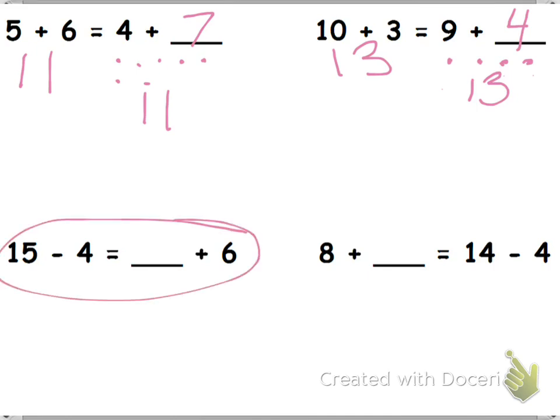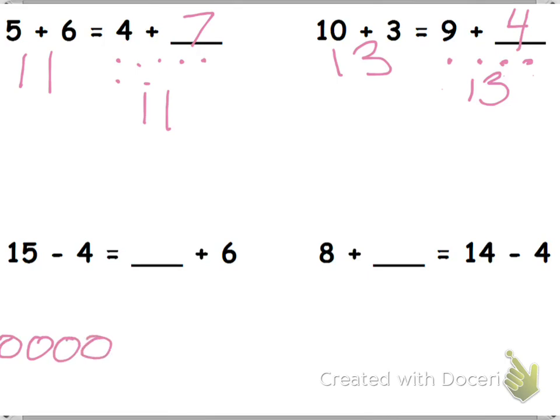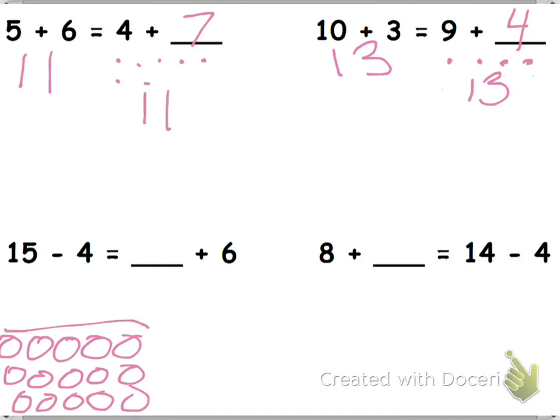So now let's look at this one. 15 minus 4 equals blank plus 6. Now we can use any type of strategy that we have done. You can draw a picture. You can draw 15 circles. 5, 6, 7, 8, 9, 10, 11, 12, 13, 14, 15. Box in 10. Cross out 4. And see how many is left. Circle what's left. 1, 2, 3, 4, 5, 6, 7, 8, 9, 10, 11.